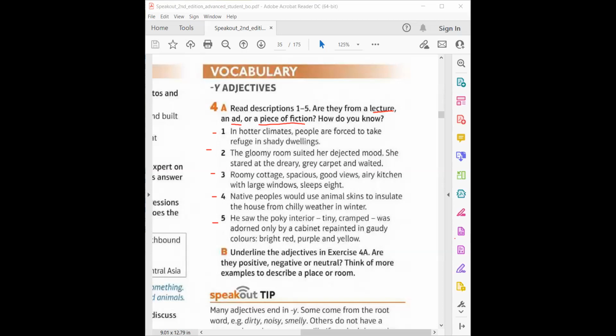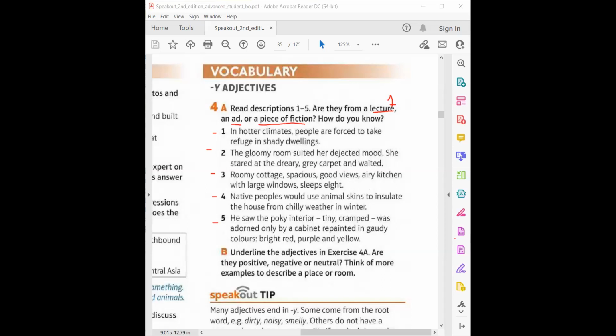Okay, let's do it together. So the first one, you can do it for us, Ikram. "In hotter climates, people are forced to take refuge in shady dwellings." Lecture. Why? I think like you said about hotter climates. Yes, it's factual information, right? It has a formal language, and yeah, it's from a lecture. Thank you. That's correct.